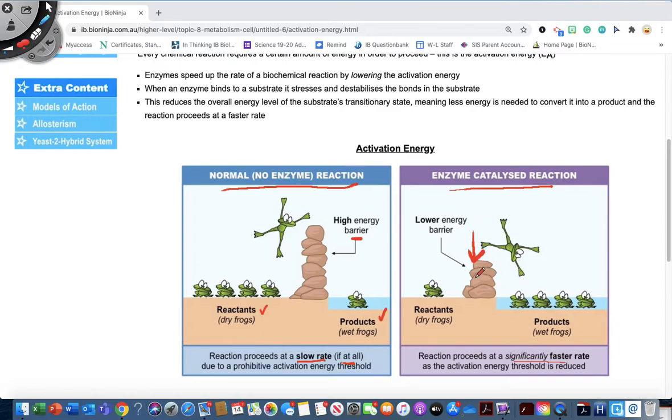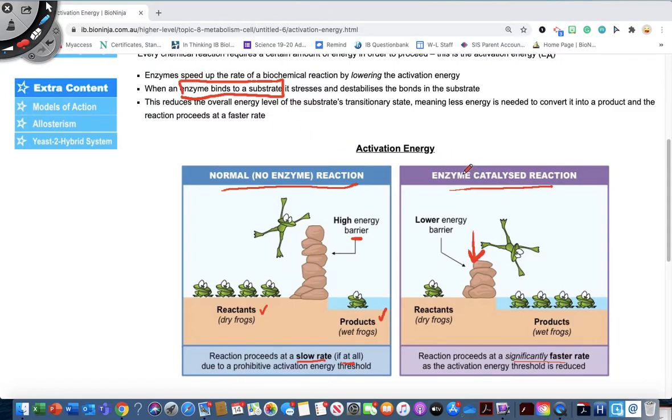Because you're lowering the activation energy threshold. So these reactants, which are the dry frogs, could be turned into products, which are the wet frogs. Okay, so that's pretty much how the activation energy works. Now, keep in mind that the enzyme binds to the substrate, right? So that's what's happening here.